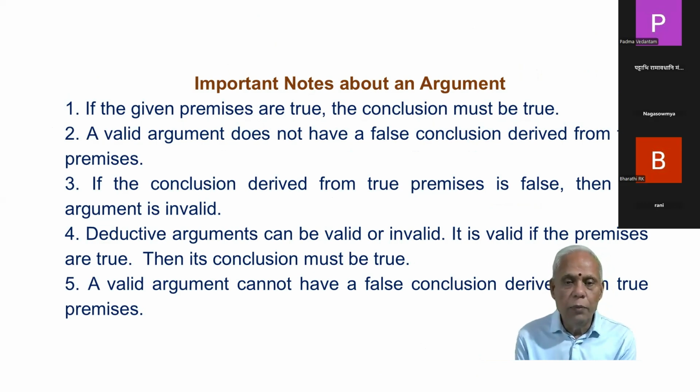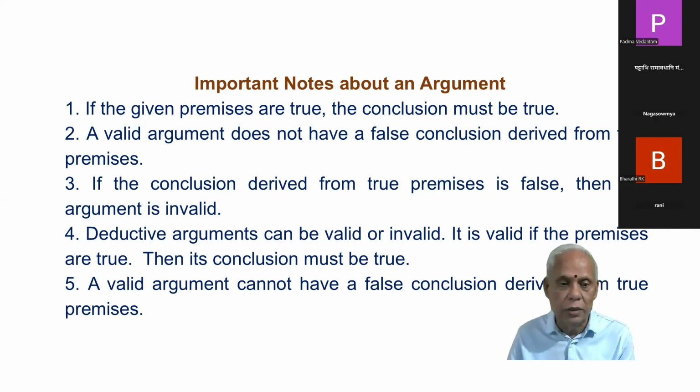One rule is, if the given premises are true, then the conclusion must be true. This we have seen. A valid argument does not have a false conclusion derived from true premises. Understand this sentence. If the argument is valid, meaning logically true, it does not have a false conclusion derived from true premises. A valid argument is one drawn from two premises, and if the two premises are true, the conclusion cannot be false.